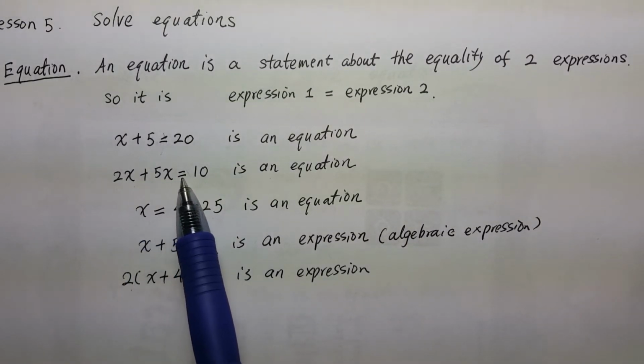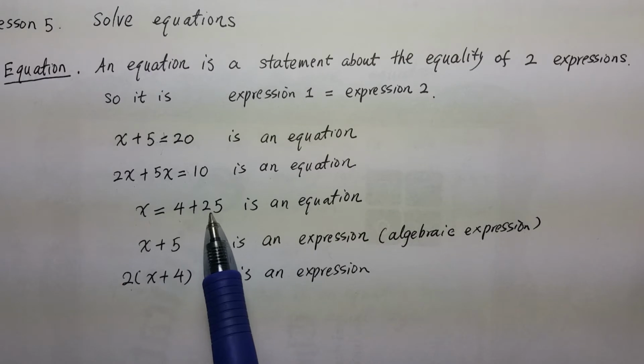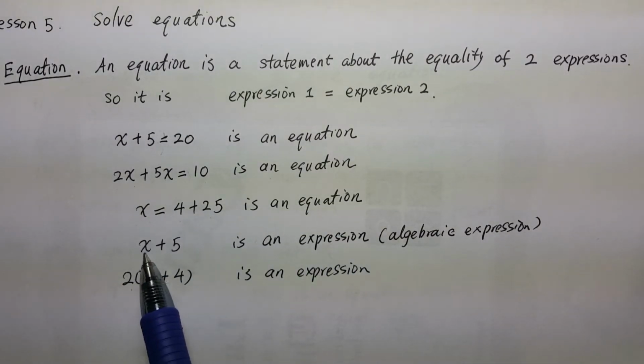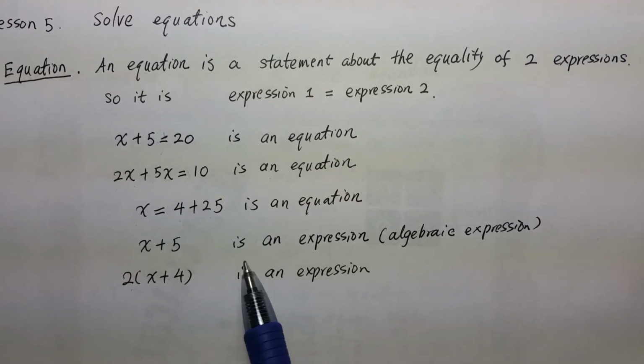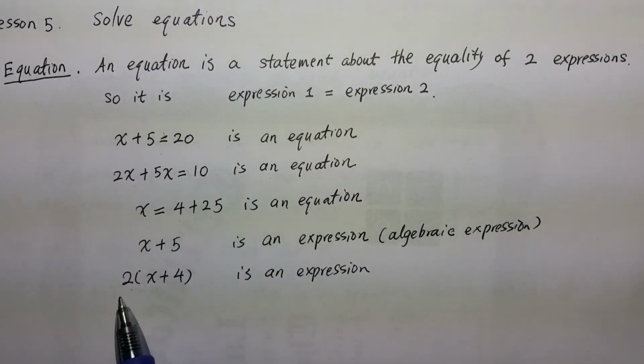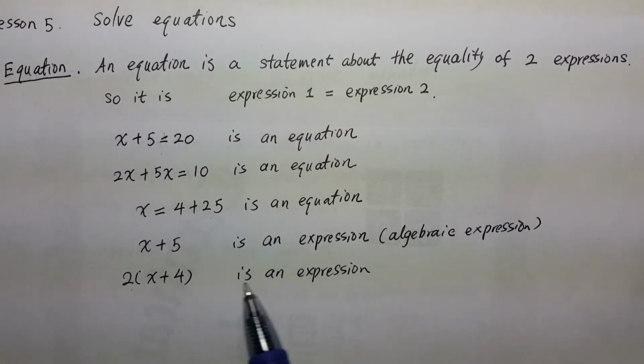2x plus 5x equal 10 is an equation because there is an equal sign. X equal to 4 plus 25 is an equation because it has an equal sign. X plus 5, no equal sign. So therefore it is an expression, algebraic expression. 2 times parenthesis x plus 4 is also an expression because there is no equal sign.